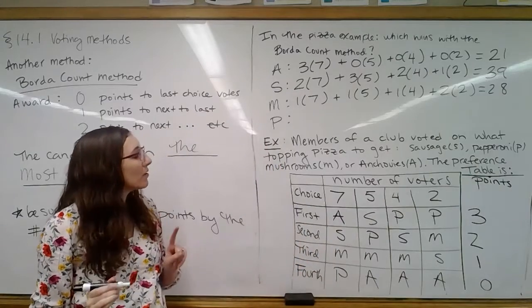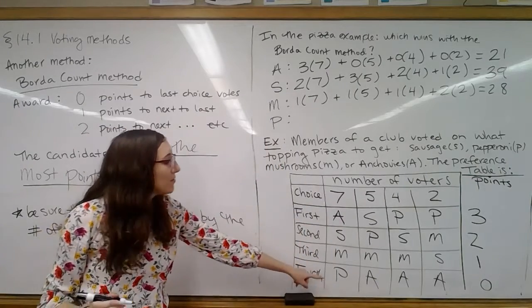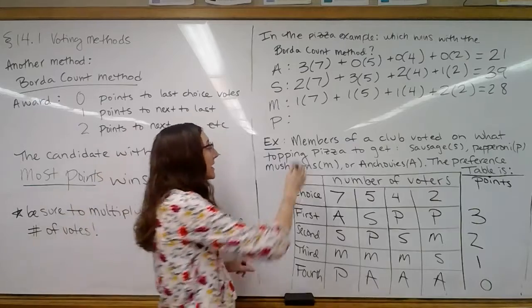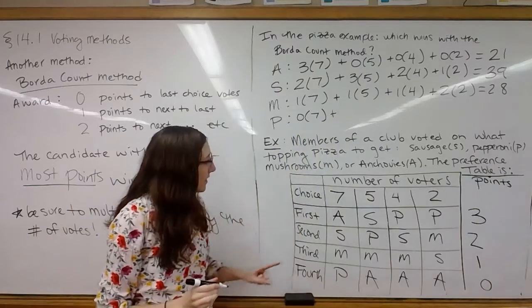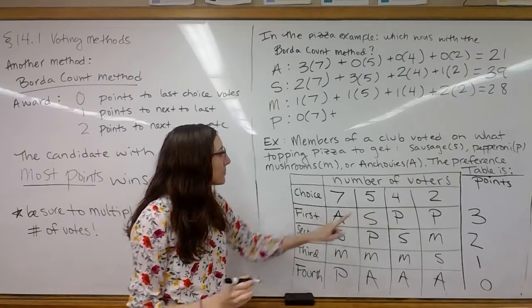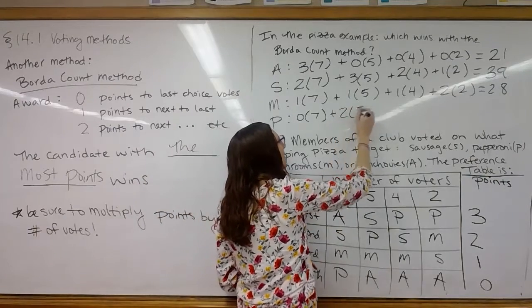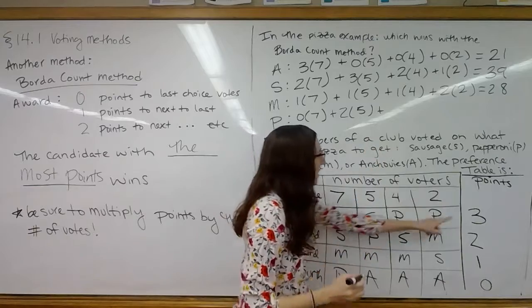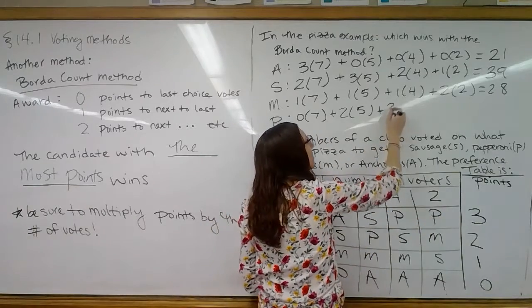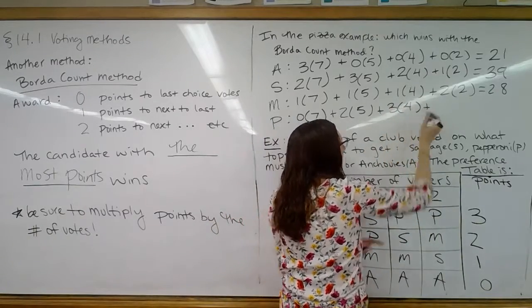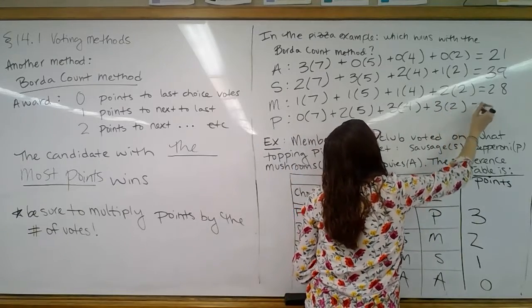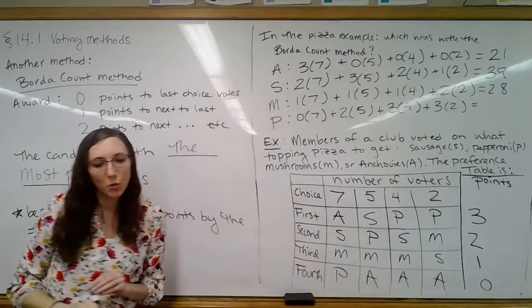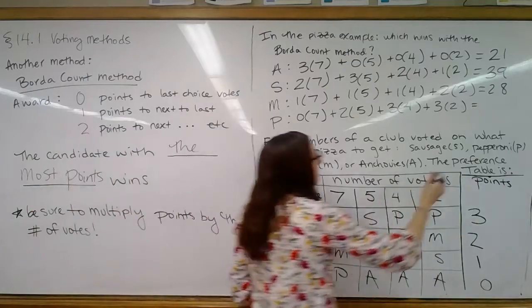And then pepperoni is last. In the first column, they are in last place. So they get 0 points times those 7 ballots. Then they get 2 points times 5. And they get 3 points times 4. And then they get 3 points times 2. Which adds up to a total of 20 points.